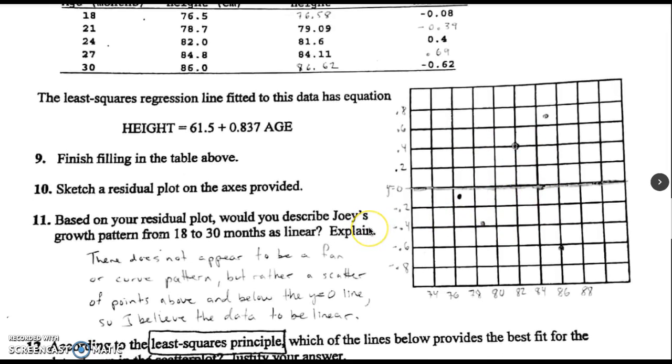Question 11, based on your residual plot, would you describe Joey's growth pattern from 18 to 24 months as linear and explain? So I said there's not really a fan or a curved pattern. And so, this is generally a scattered plot. You have some points that are below, you have 3 that are below and 2 that are above. You have some points that are above and below. It seems to be a random scatter, so I think that the data is linear.